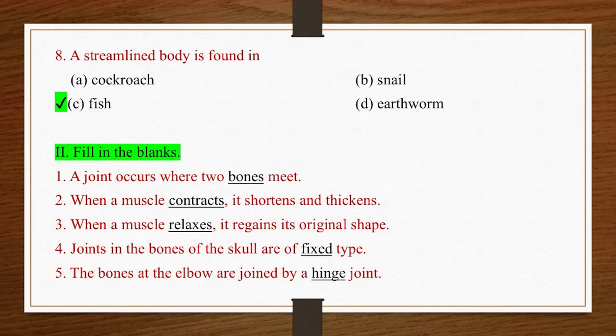2. Fill in the blanks. 1. A joint occurs where two bones meet. 2. When a muscle contracts, it shortens and thickens. 3. When a muscle relaxes, it regains its original shape. 4. Joints in the bones of the skull are of fixed type. 5. The bones at the elbow are joined by a hinge joint.